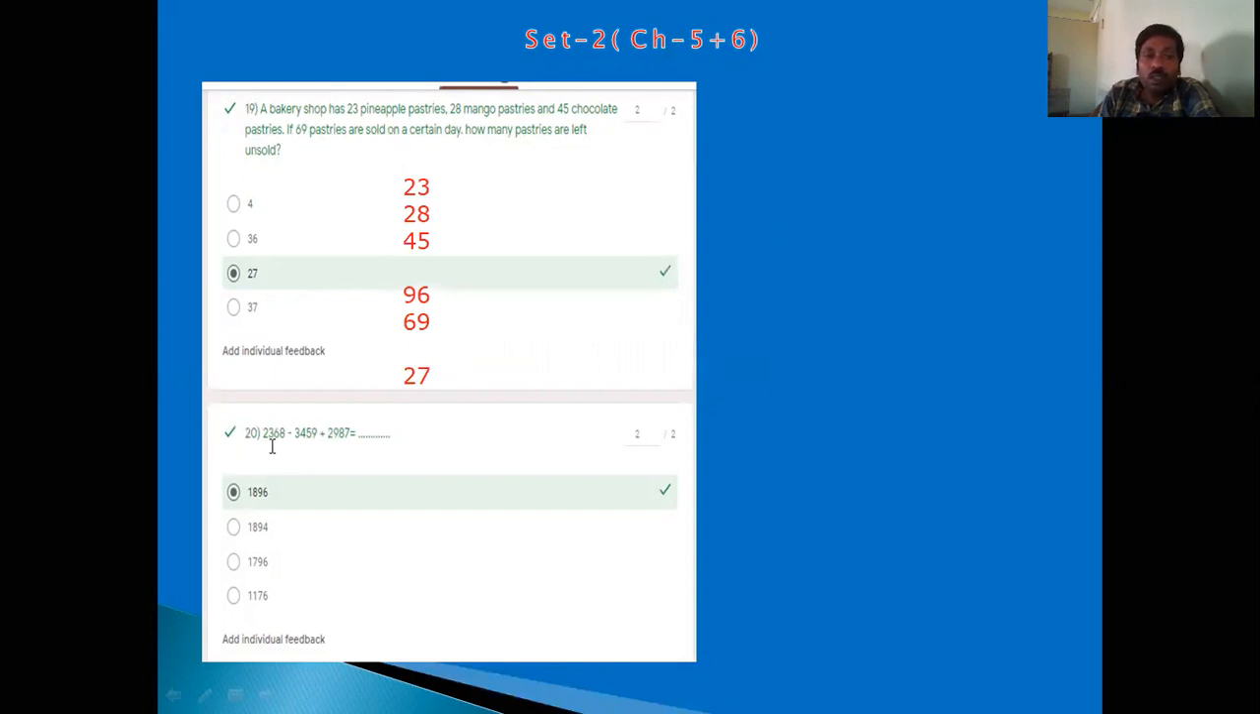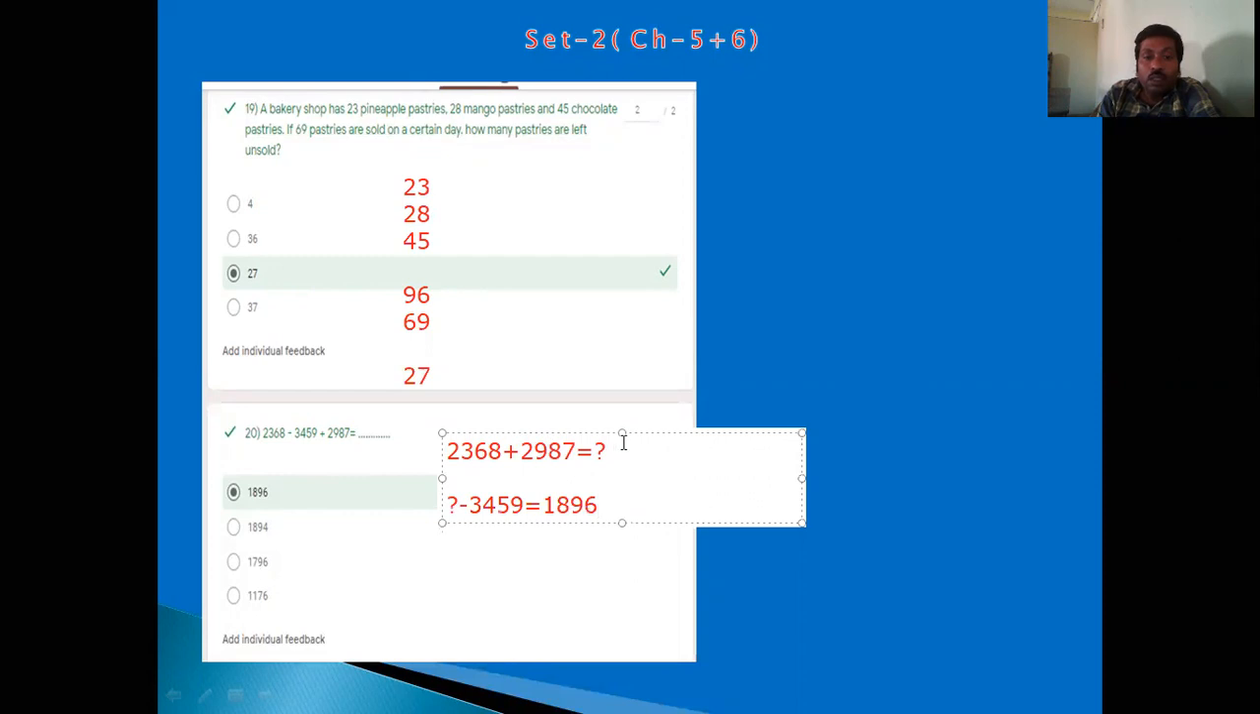How can we subtract it? First of all, here is no sign, it means plus, and here is plus. Then we will add these numbers 23,68 plus 2987. After that, we get these numbers. When we add both of these numbers, we get this. Suppose this is the question mark. When we subtract another number 3459 from this question mark, we get the answer 1896. Okay. So what will this question mark be?